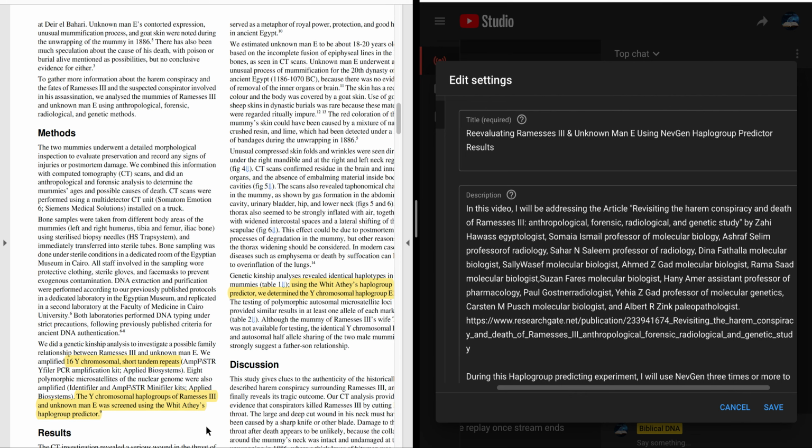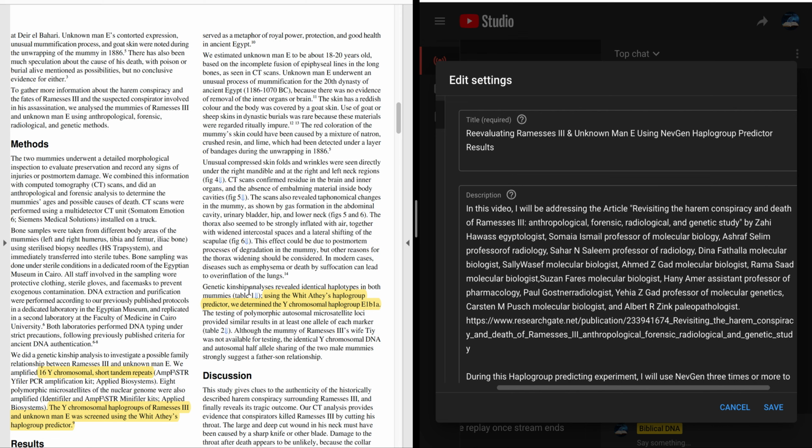Under the methods, we see how they were able to identify his DNA. They took 16 Y-chromosomal short tandem repeats, also known as STRs. Eight polymorphic microsatellites of the nuclear genome were also amplified. The Y-chromosomal haplogroups of Ramses III and Unknown Man E were screened using Athey's haplogroup predictor.